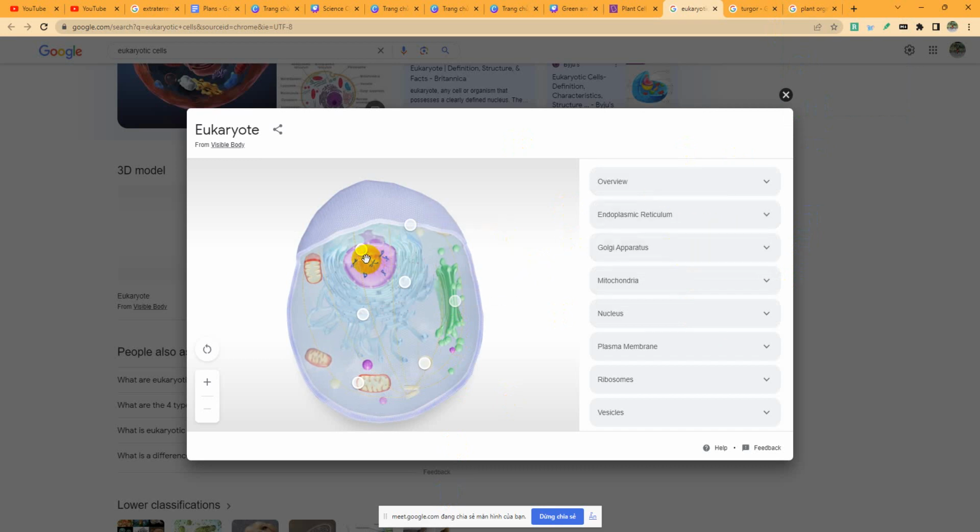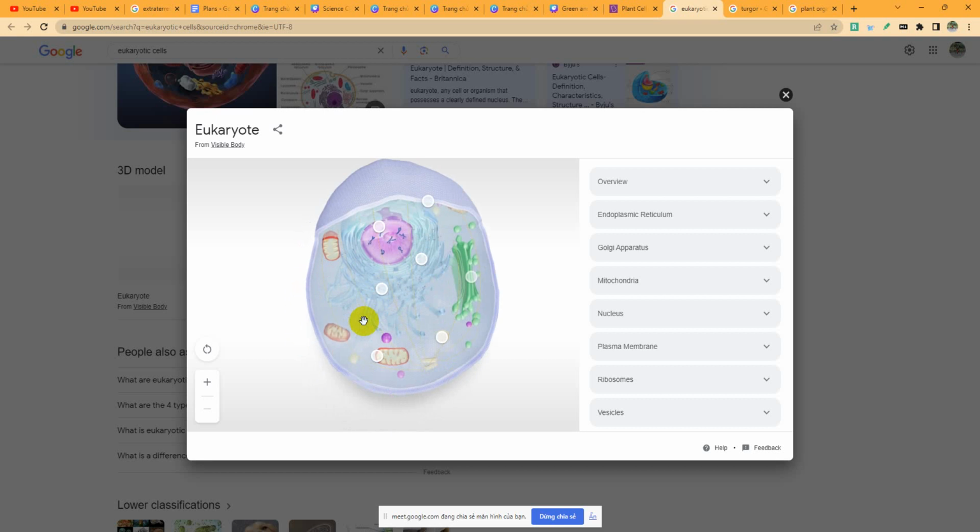Alright, so first we have the nucleus. We already know about that, so I'm just gonna skip this. We have this blue thing surrounding the nucleus, as you can see here. Let's see what it is. It's the ribosomes. But you know what? I'm just gonna explain a little bit about the Golgi apparatus because this is what we're focusing on, right? No need to be distracted.